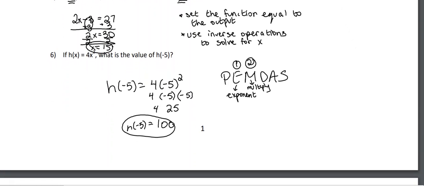For question 6, we have f of x equals 4x squared. What is the value of f of -5? Here we are given an input. Again, -5 is the input of the function. We put in -5 for x. So we have 4 times -5 squared.